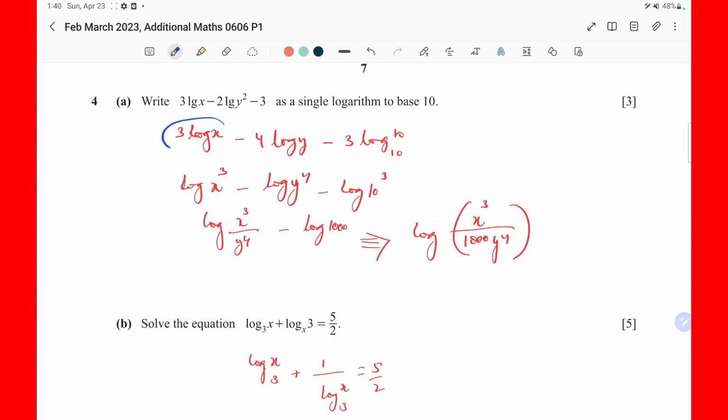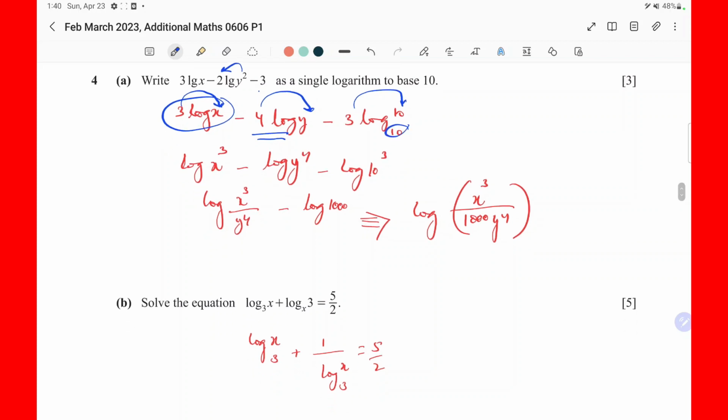Okay, so this is 3 log x, and this 2 you can write here. This is minus 4 log y, and this minus 3 we can write as log 10 base 10. Then this 3 we can take back, so this is log x cube, and the 4 we will take back. This is minus log y to the power 4, and then this 3 we will take back, so this is log 10 cube, and this base I have not written. It means all bases are same.